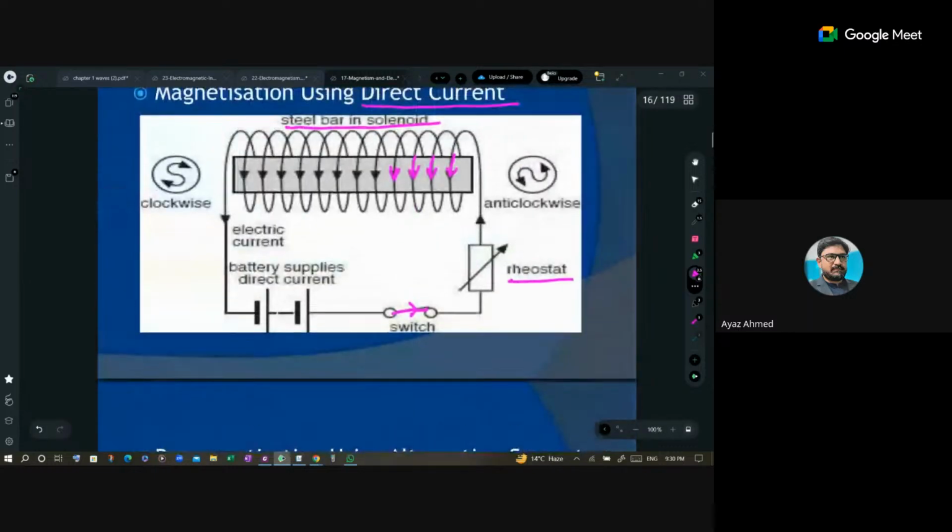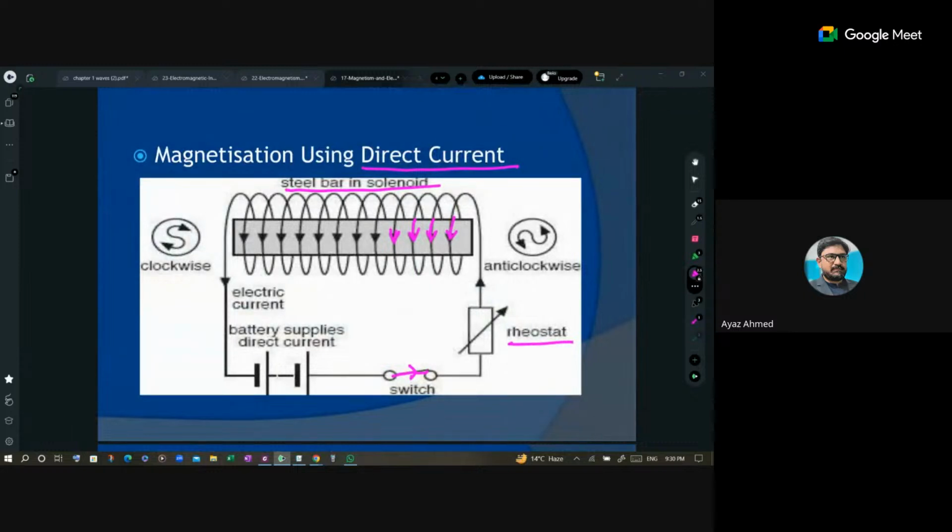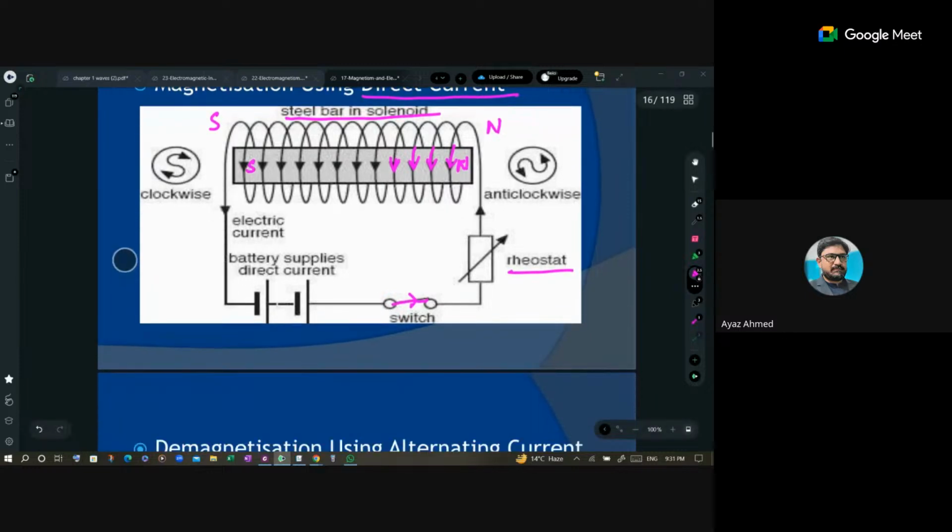So during magnetization, keep it inside, and if this is the north and south of your coil, then the north of this bar and the south of this bar would appear over here. So this is the magnetization method.